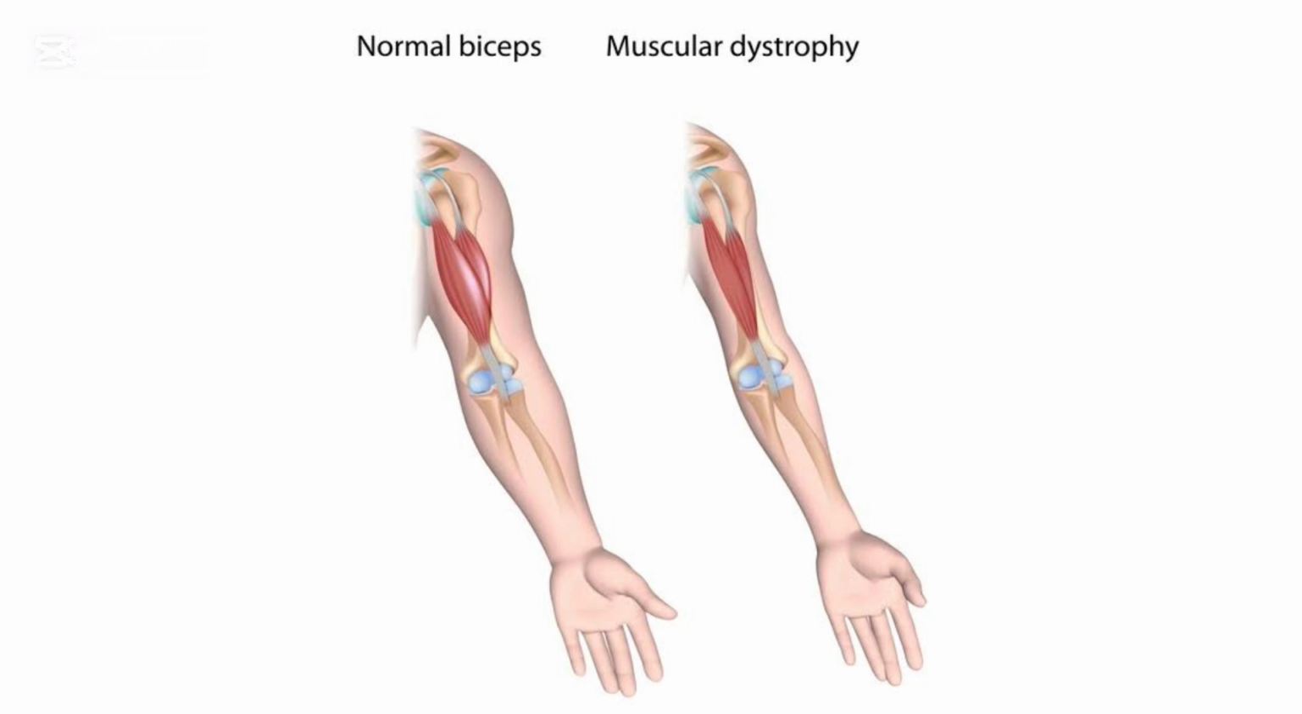Then the reflexes will be reduced or absent. They will not be normal. Coordination will usually be normal, and the sensory system will be intact. So this is the limb examination.